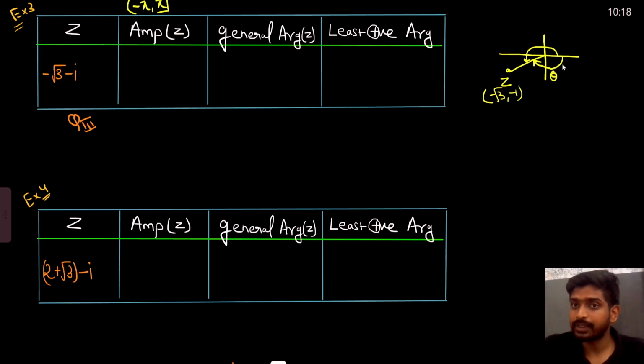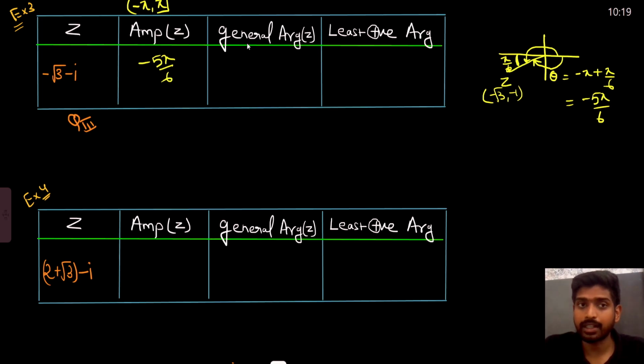So what is this angle? Can you tell? This angle is tan inverse 1 by root 3. This angle is pi by 6. Got it? So what is this angle? This angle is minus pi plus pi by 6. Got it? Which is minus 5 pi by 6. We have to calculate this angle. So here amplitude is minus 5 pi by 6.